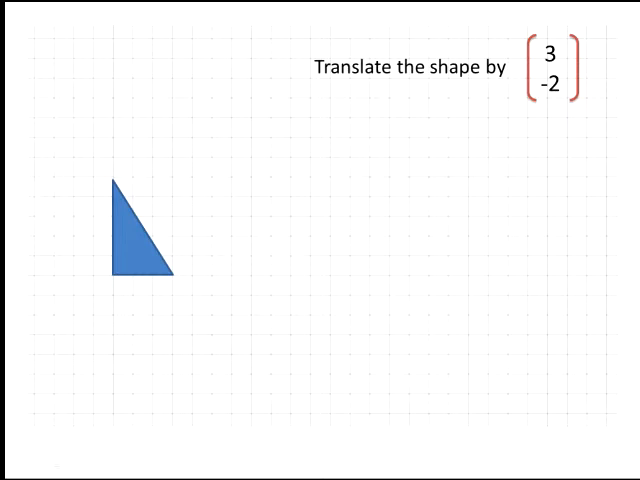Now translation means move. Okay, so you can't use the word move, we have to use the word translation. And we always show movement using a vector. So a coordinate shows a location on a grid. The vector will describe movement, but it works in exactly the same way.